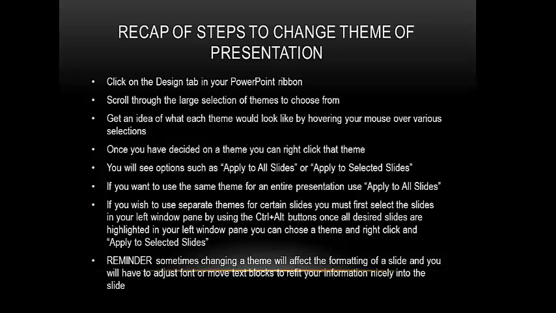If you wish to use separate themes for certain slides, you must first select the slides in your left window pane by using the Control and Alt buttons. Once all the desired slides are highlighted in your left window pane, you can choose a theme and right-click and Apply to selected slides. Now only the slides that you had selected are going to have this new theme, and you can repeat this process to change other slides and have various themes throughout your presentation. But a reminder, sometimes changing a theme will affect the formatting of a slide, and you will have to adjust the font or move text blocks to refit your information nicely into the slide.